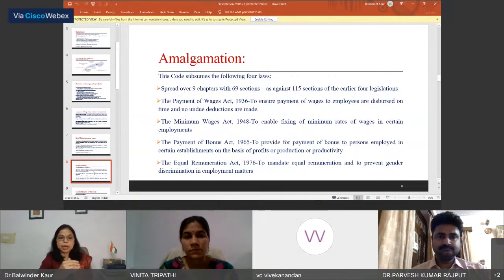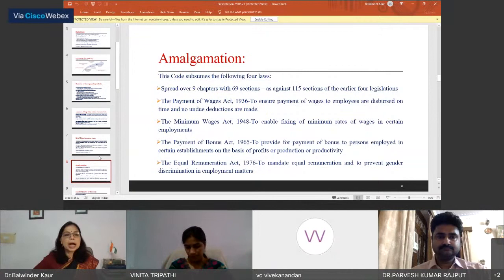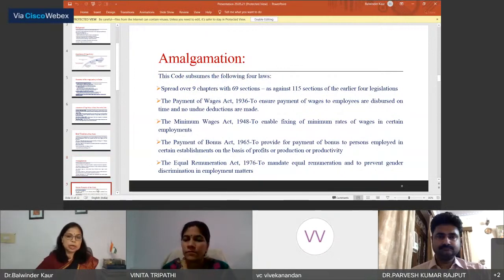And then last was the Equal Remuneration Act 1976. The purpose of the Equal Remuneration Act was to mandate equal remuneration and to prevent gender discrimination in employment matters. Now, these four legislations are part of the Code on Wages 2019. So there are different chapters, and these acts are incorporated under different chapters of the Code on Wages 2019.